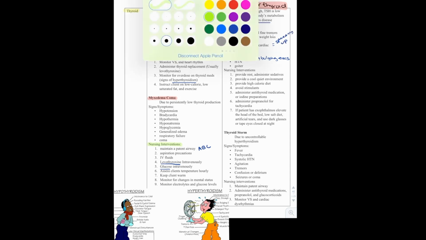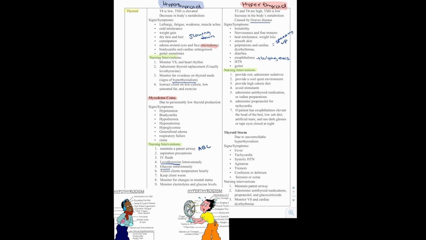Our nursing interventions are going to include providing rest, administering sedatives, providing a cool, quiet environment, provide a high-calorie diet, avoid stimulants, administer anti-thyroid medication or iodine preparations, administer propranolol for tachycardia. If the patient has exophthalmos, so the bulging of the eyes, we're going to elevate the head of the bed, give them a low-salt diet, artificial tears, use dark glasses, or tape eyes closed at night because sometimes they're popping so much the eyelids won't close.